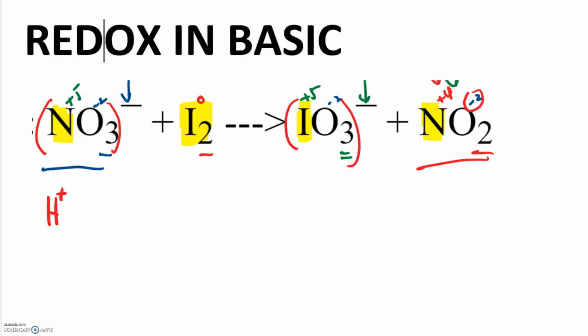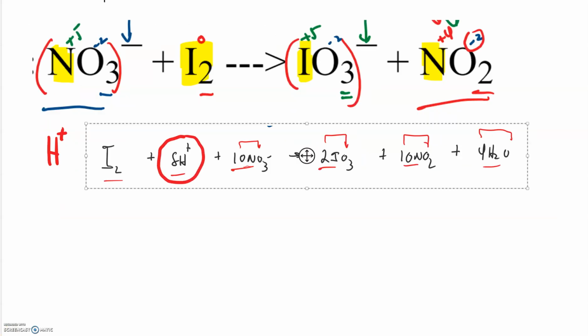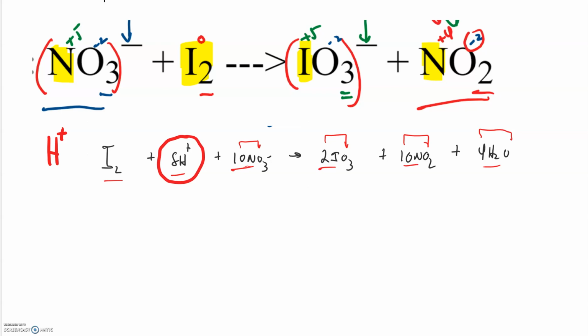Let's get there. So you can see here that we were adding additional hydrogens to counter the water molecules we added. And this is what we mean by balancing under acidic conditions. Today, we're going to look at balancing under basic conditions, and it's very similar. In fact, there's only one additional step.